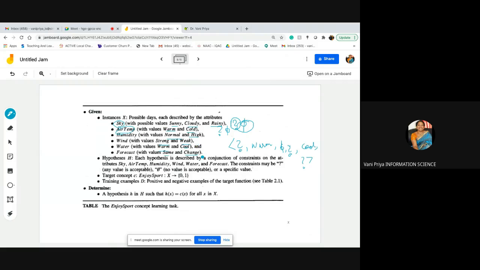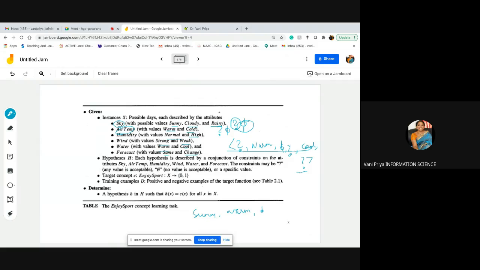Based on this training set, we are going to find this hypothesis from the training examples. Now this hypothesis will be used to predict a new test case. What is meant by a new test case? You will be given one example, like the sky value is sunny, the air temperature is warm, and then the humidity is high.